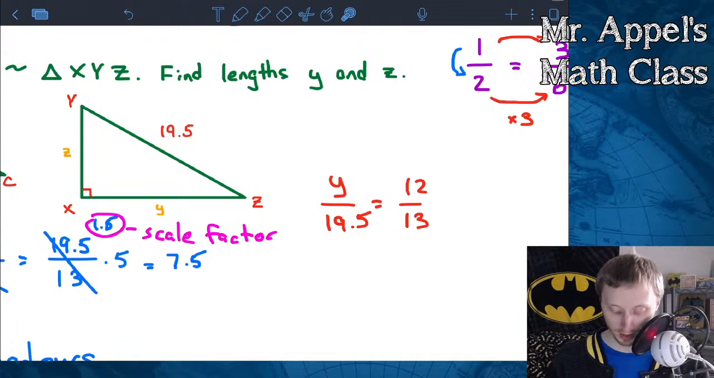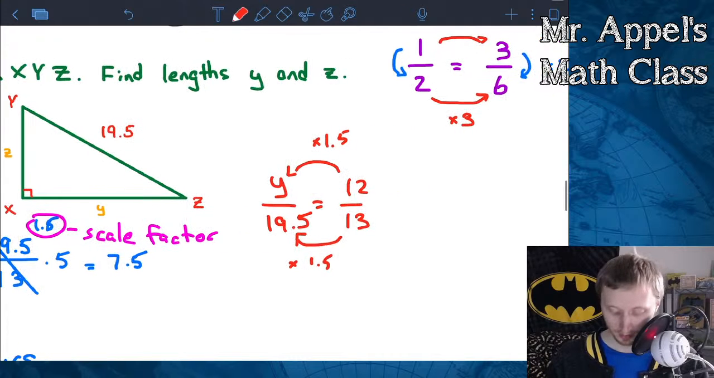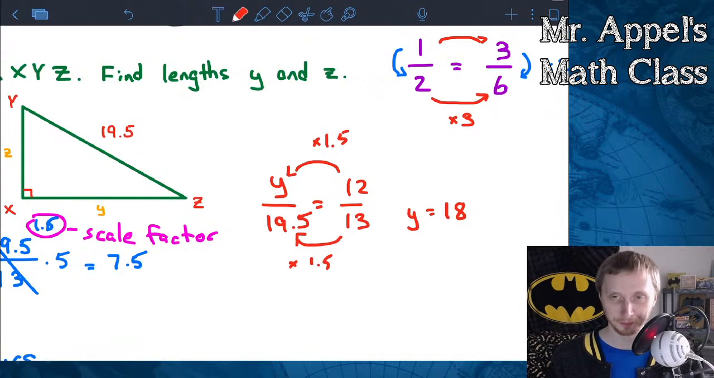a basic equation. I can just multiply by 19.5 on both sides. Or, notice, my scale factor from 13 to 19.5 is times 1.5. So to go from 12 to y, I need to do the same thing, multiply by 1.5. So 12 times 1.5, half of 12 is 6, 6 plus 12 is 18. Any questions on how I did it that way?